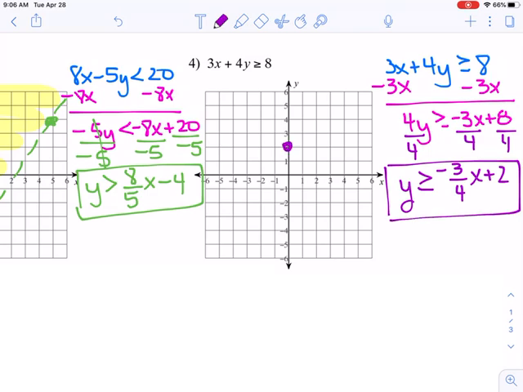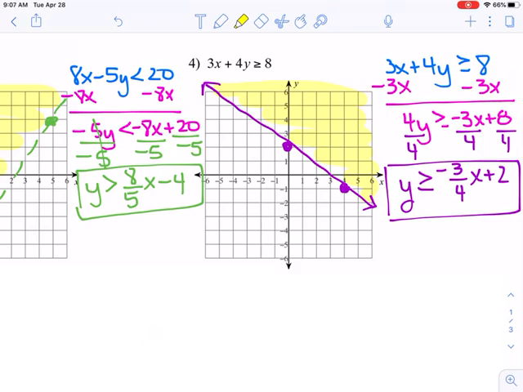If I have a plus 2, I'm going to start up at 2 on the y-axis. And this time I have a slope of negative 3/4. I travel down 3, 1, 2, 3, over 4, 1, 2, 3, 4, make a point, and I'm going to draw a solid line in since it's greater than or equal to. Now the funny thing is that all of these ended up being greater thans. So once again, I'm going to shade above the line.